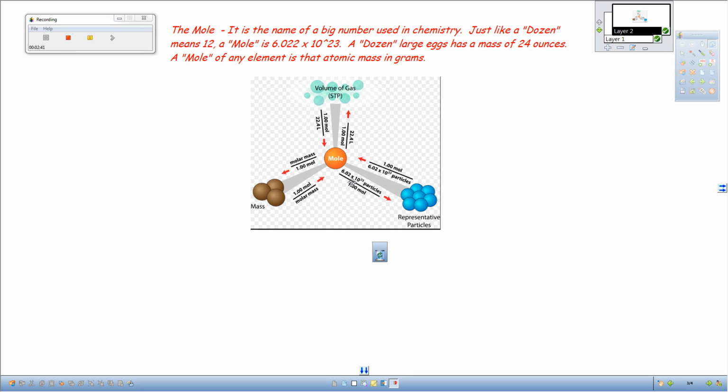And then finally, and we'll get to this later, for gases, it turns out any gas at standard temperature and pressure, 1 mole of that is the volume of 22.4 liters. That we'll get to later. This bottom part is what we will be most concerned with for now. So at this point, stop this video, write this down.